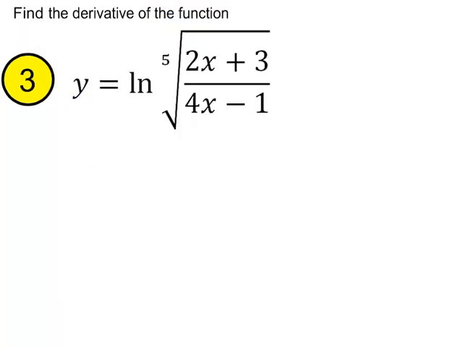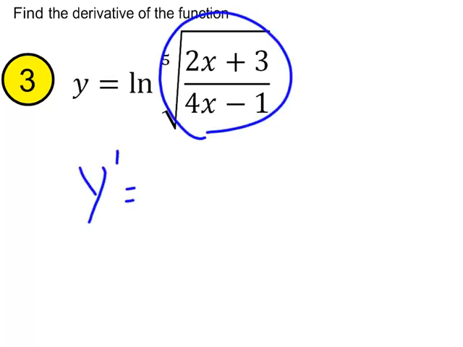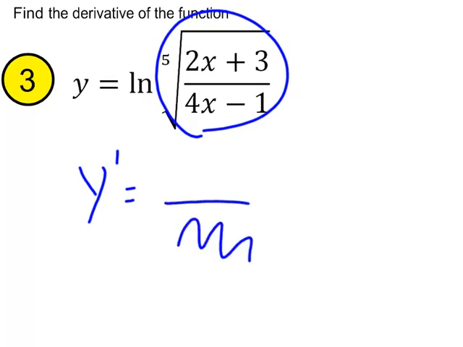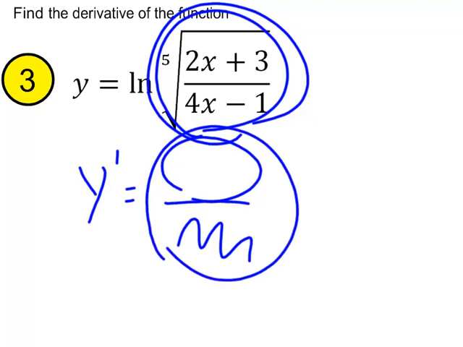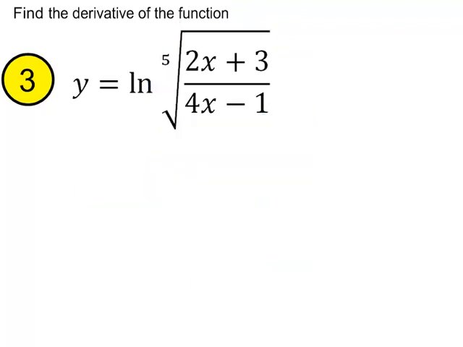Okay, here's one where our logarithmic properties really take center stage and help us out. If we were not to take advantage of our log properties, we would have to take this in computing y prime. We'd have to take this, put it in the denominator of a fraction, and then we'd have to take the derivative of this and put it in the numerator. And taking that derivative would involve, let's see, the chain rule and the quotient rule, and then we'd have fractions within fractions, and it would be a huge mess.